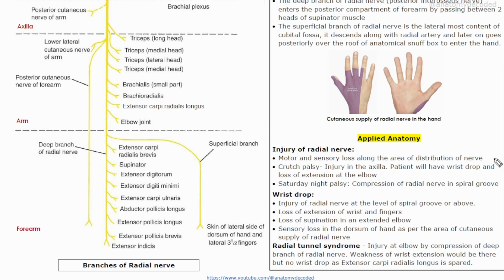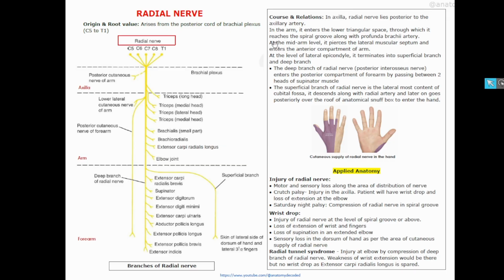Let's quickly recap which headings we covered in this session. We started with the origin of the radial nerve. It arises from the posterior cord of the brachial plexus. The root value is the entire component of the brachial plexus. Then we saw the relations in the axilla, in the arm, in the middle of the arm. It comes into the anterior compartment by piercing the lateral intermuscular septum. And at the level of the lateral epicondyle, it terminates into its superficial branch and deep branch.